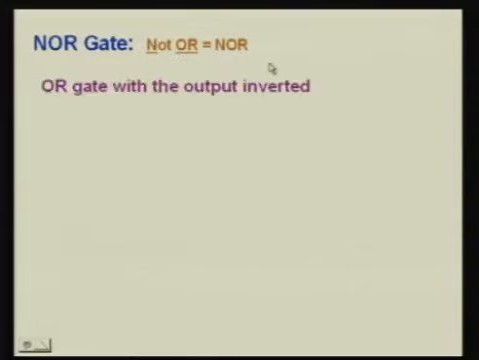So what is a NOR gate? Basically it's a combination of OR gate and NOT gate. So NOT and OR: we have taken N from NOT and OR from the OR gate, and it gives NOR gate. So a NOR gate is basically an OR gate with the output inverted. Means if we invert the output of an OR gate, then that will make a NOR gate.